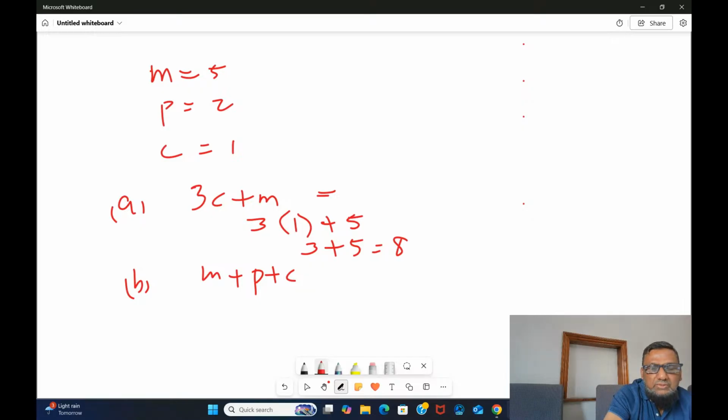Now we're going to solve part B. It's very simple. So the value of M is given 5, the value of P is given 2, and the value of C is given 1. So we just substitute, okay? So you get 5 plus 2 is 7, plus 1 is 8.